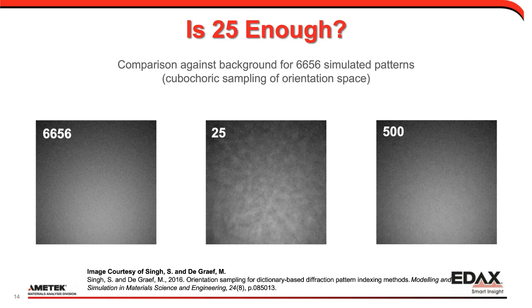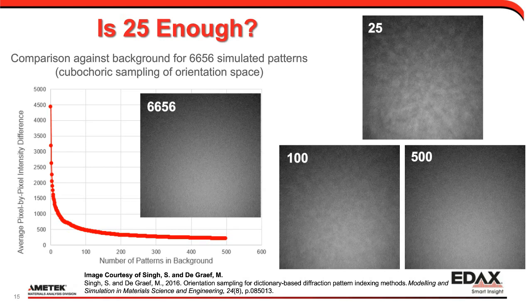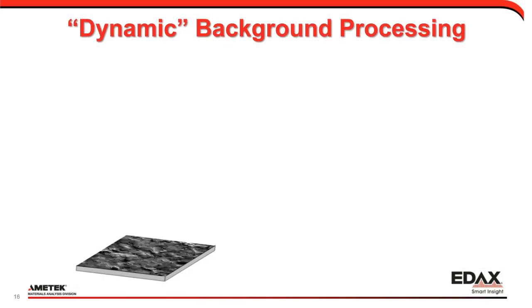Here again, you can just quickly see how this works itself out. It drops off pretty quickly after 100 patterns or so. So again, something to consider is how many points you have in your background, how fast your system's scanning, et cetera. Now, the other kind of background I can do is called a dynamic background.